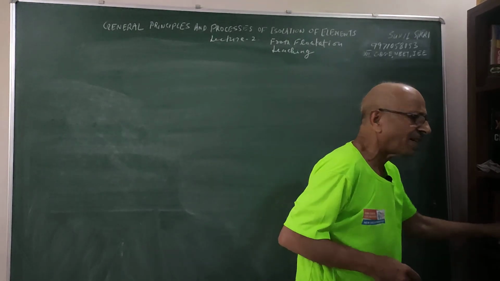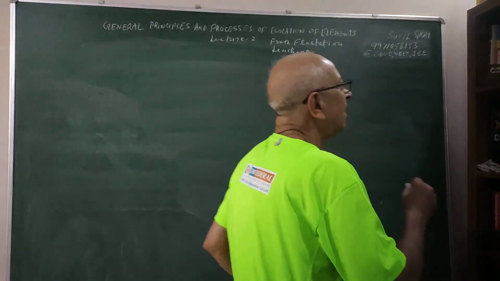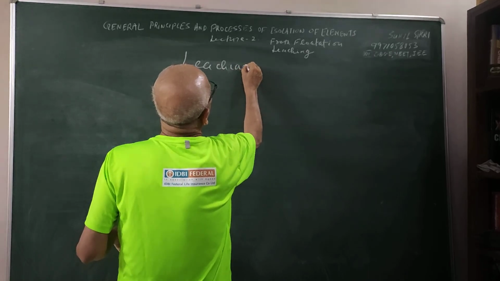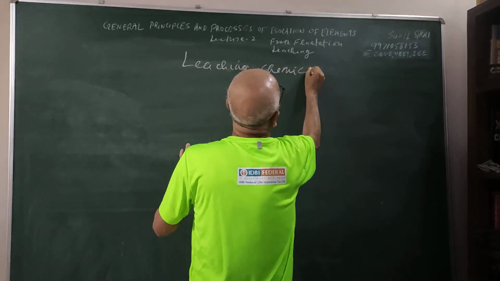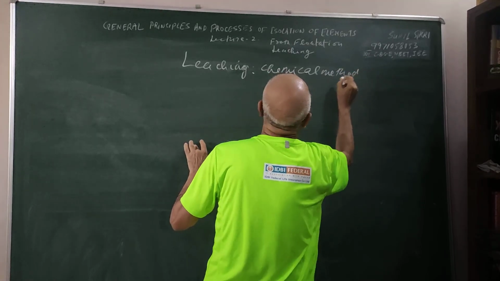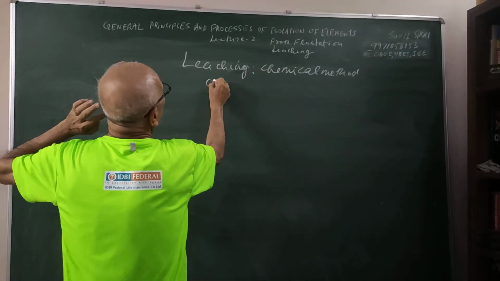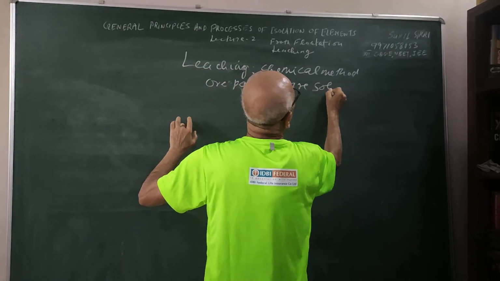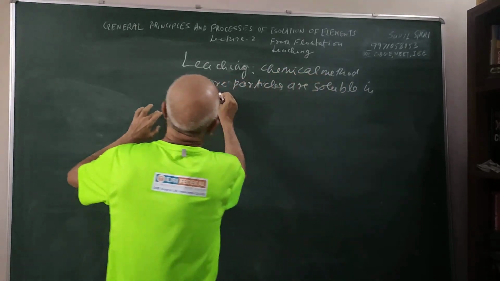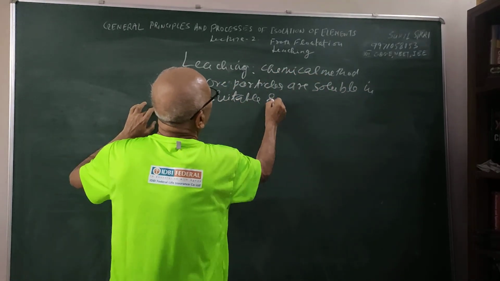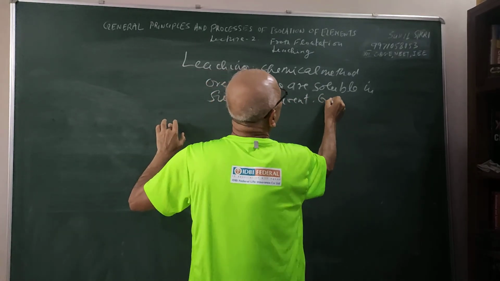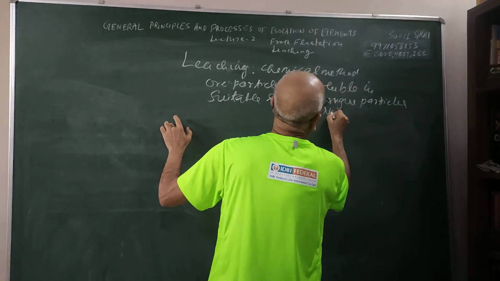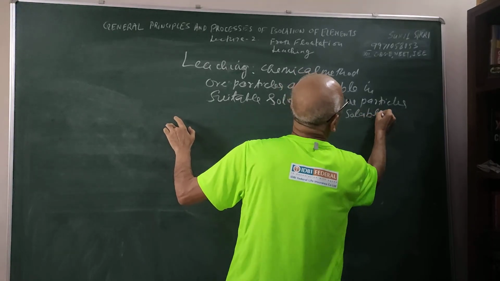Now we are coming to the next part, students, which is leaching. Leaching is a chemical method which is used when your ore particles are soluble in a suitable solvent and the gangue particles are not soluble in the solvent.